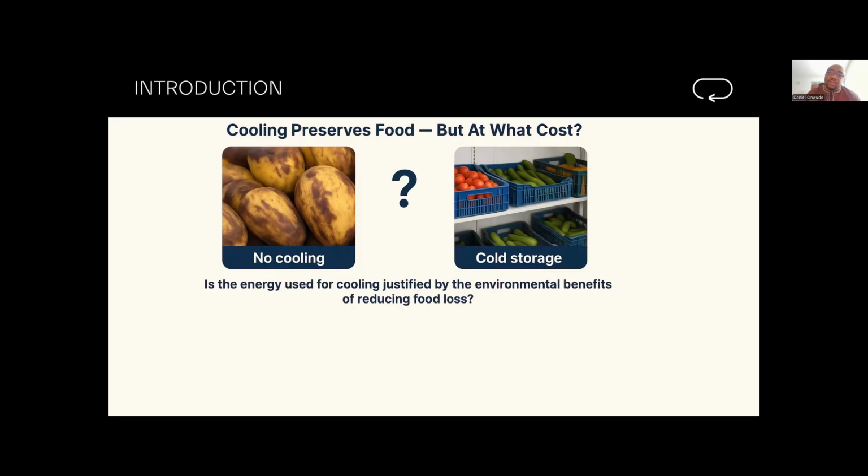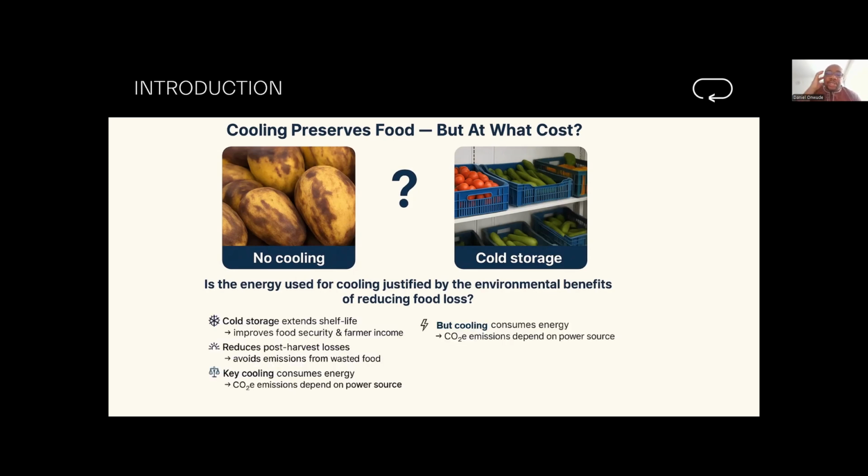So first, let's look at two scenarios, right? Farmers without cooling face high post-harvest losses, and then farmers with cooling can extend shelf life and reduce spoilage, but at the cost of using more energy. So the trade-off is clear to me. Fewer emissions from wasted food versus new emissions from powering cold rooms.